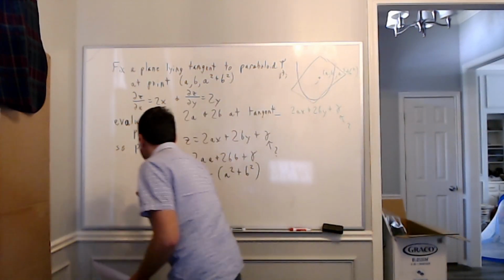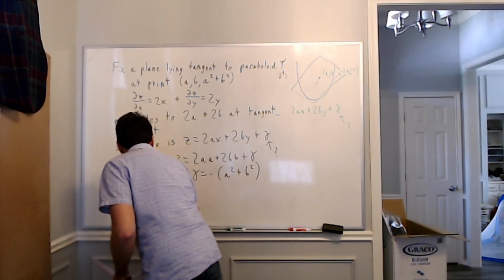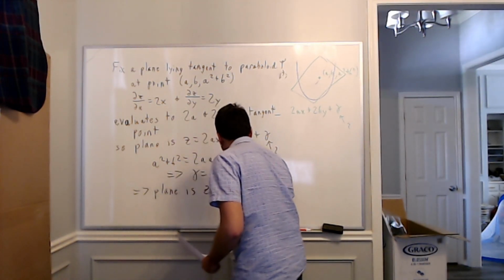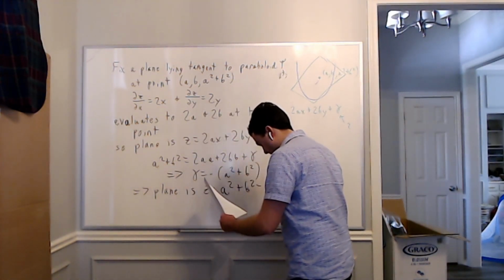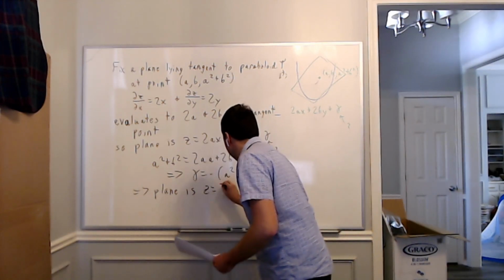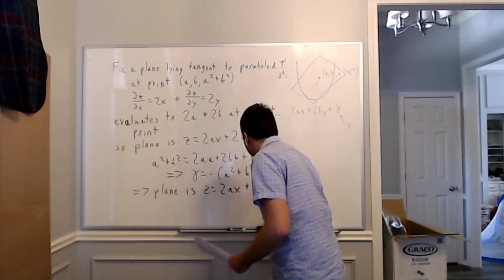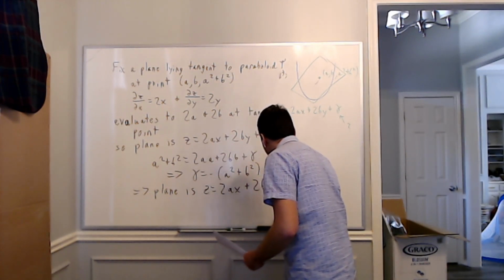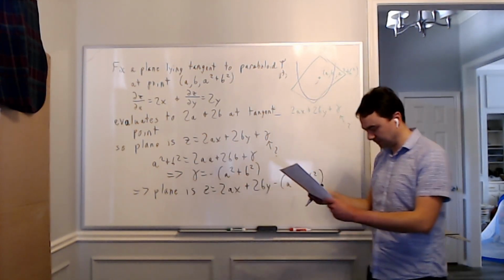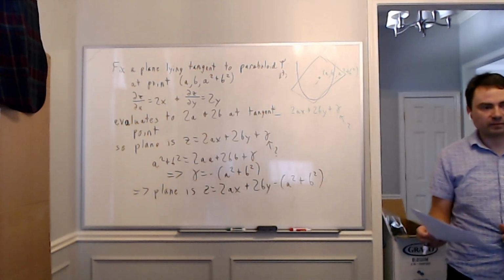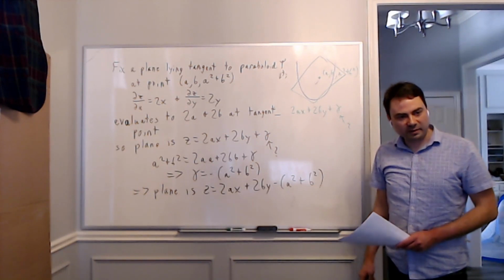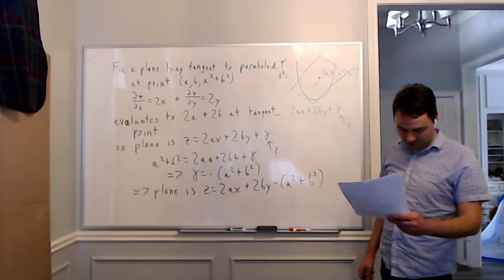And so the tangent plane must be z equals 2ax plus 2by minus a squared plus b squared. Okay, so here's the equation of this plane going through the tangent point. It'll become clear in a second, hopefully, why I am doing all this.